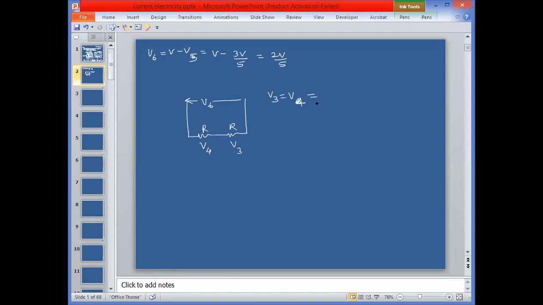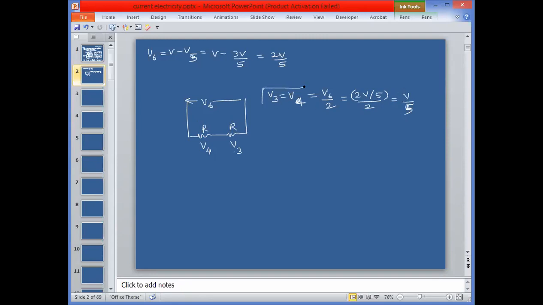But sir, the task ends here. These will be less than 2 by 5. Yes. So this will be equal to V6 upon 2. Half will be divided across this and across this. The value of V6 is 2V by 5, divided by 2, which is equal to V by 5. So now you have V3 and V4 as well.